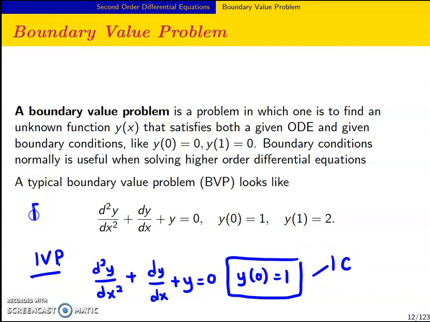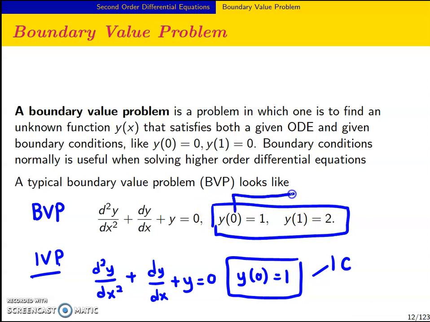Now for a BVP, boundary value problem, look at this condition here. You are given a boundary for x from 0 to x equals 1. So you have two conditions. I mean, an initial condition can have two conditions, but the x is the same. For a boundary value condition, your x is different. You have different x values here. So we can say you have a boundary value problem.